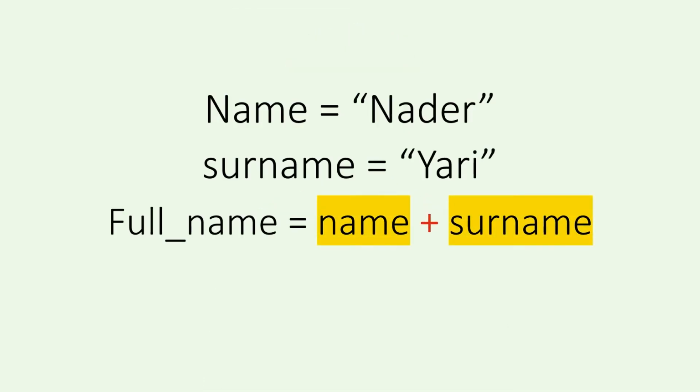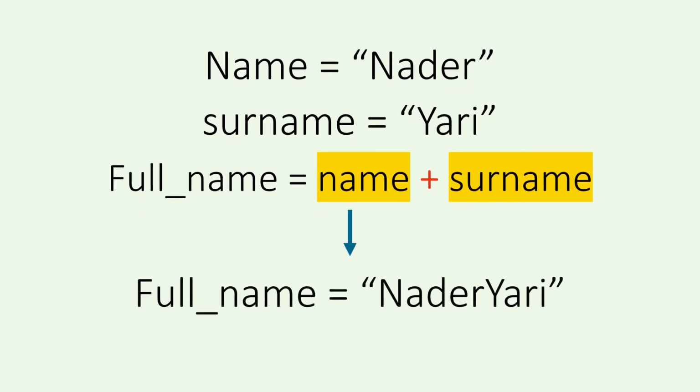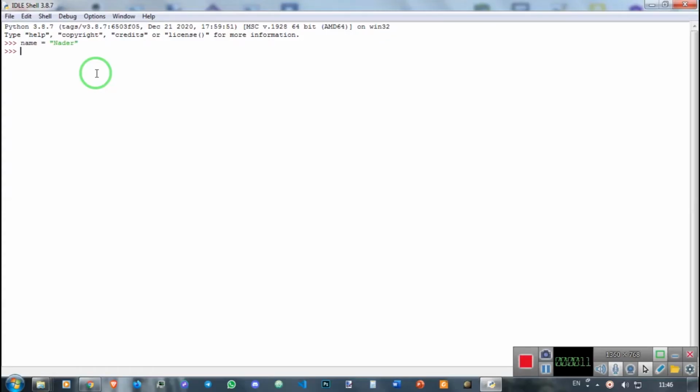It's simply easy. We just use the addition operator, or plus sign, to do this. Look at these examples. We also can concatenate more than two strings together, like this example.